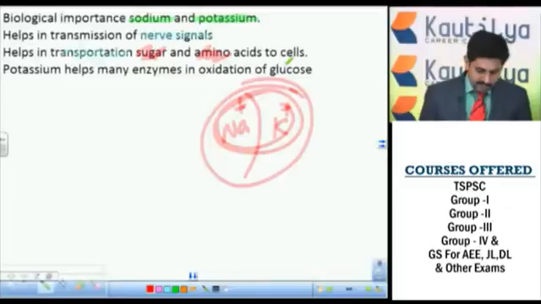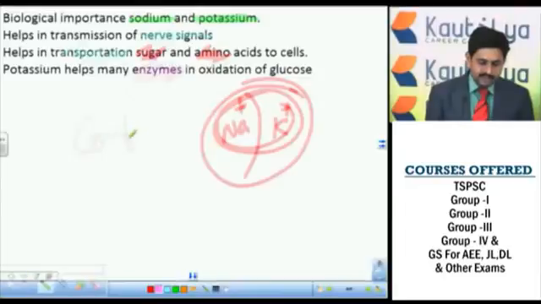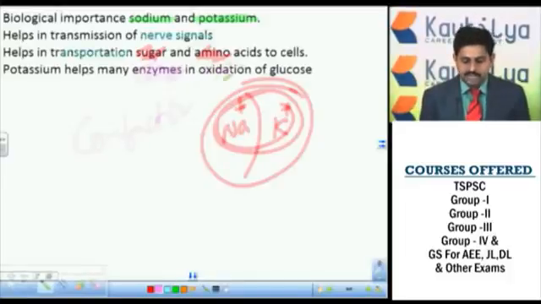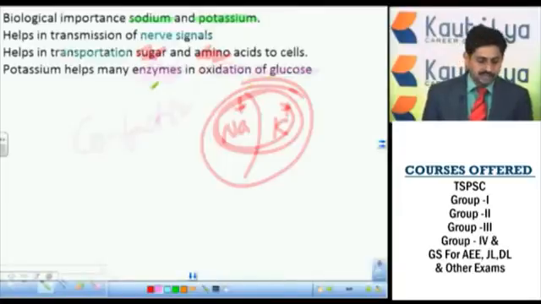And one more important thing, that is in potassium. Potassium acts as a cofactor. A cofactor is one which increases the enzymatic activities. Potassium acts as a cofactor in the oxidation of glucose. The enzymes which are involved in the oxidation of glucose, for them potassium acts as a cofactor.